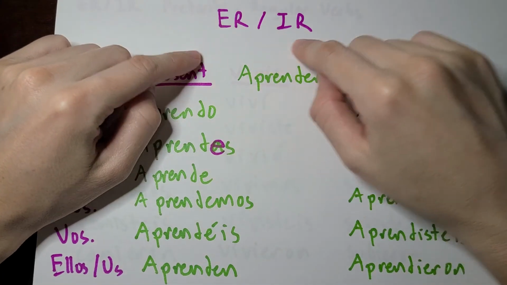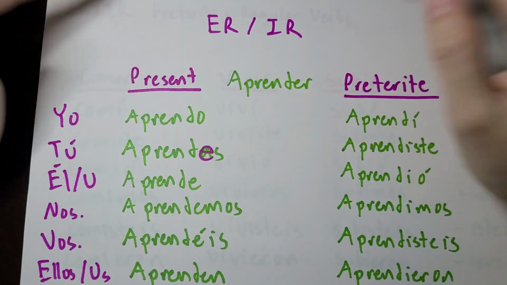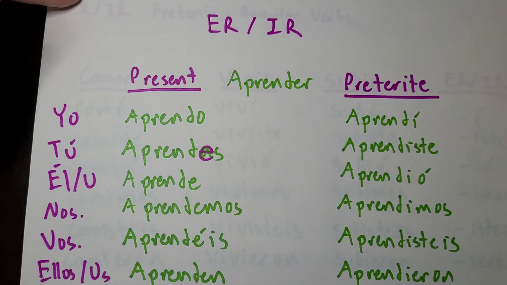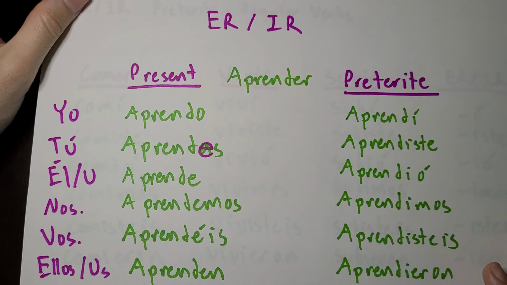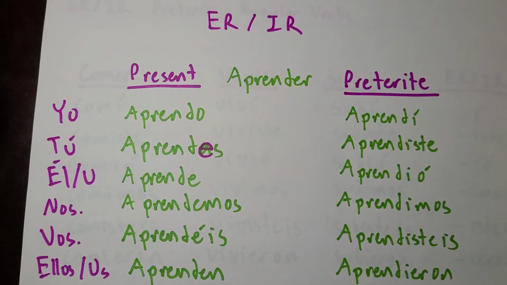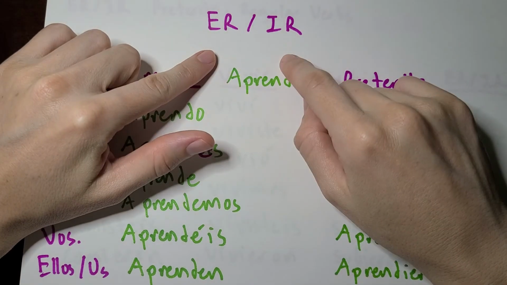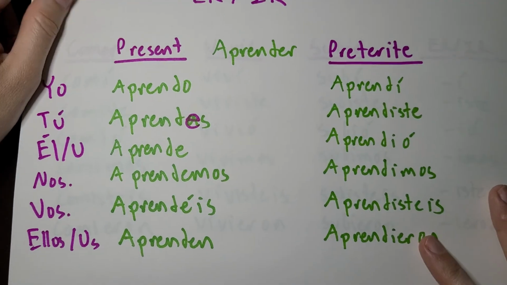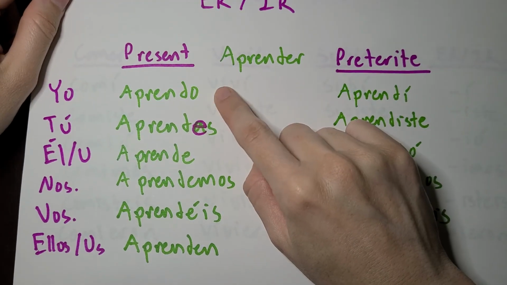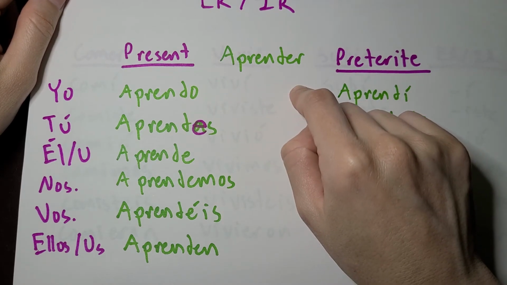Now I have good news for you. ER, IR verbs have the same preterite endings. So that's only two things that you have to learn. So remember, AR verbs have their own endings. ER, IR verbs have both the same preterite ending. So for this example, we're going to learn these endings using the word aprender, which means to learn.